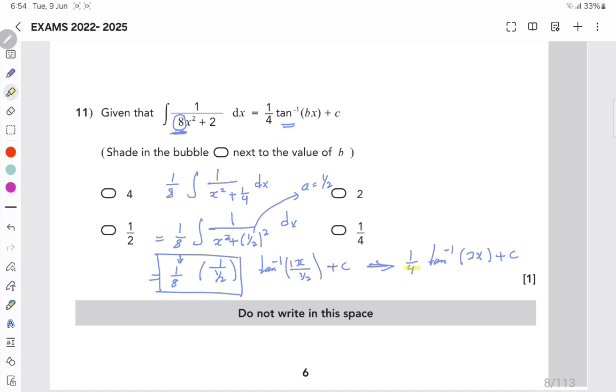Now compare that with the given answer. So we note that here the coefficient of x is equal to 2, but the coefficient of x in the given answer is p. So the value of p here is equal to what? It is equal to positive 2.